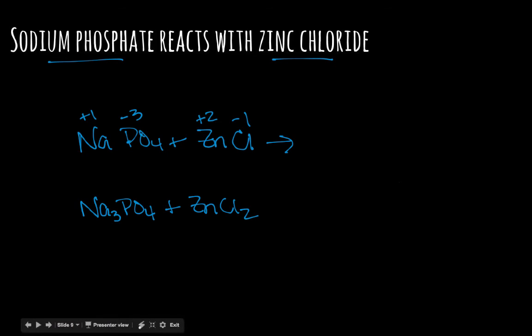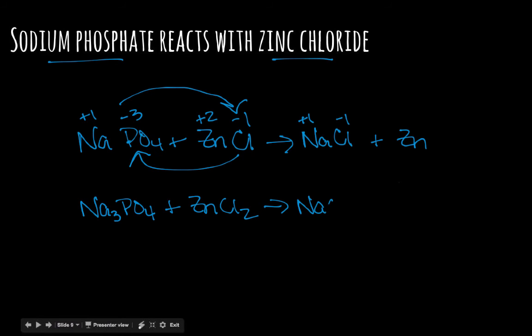Okay, this is a double replacement like we said. So I'm going to do the same thing I did before. I'm going to put sodium first, and then I'm going to put zinc first, and then I'm going to swap out what they're combined with. So now sodium, still plus 1, is going to combine with chlorine, which is a minus 1. So that gives me NaCl. And then zinc, which is a plus 2, is now going to combine with the phosphate, which is a minus 3. So I get Zn3(PO4)2.